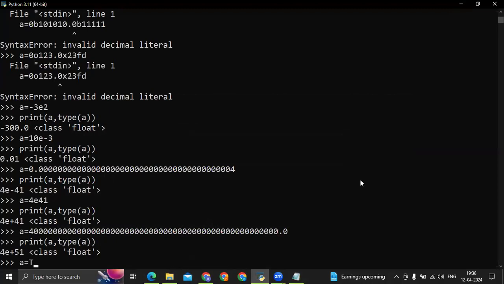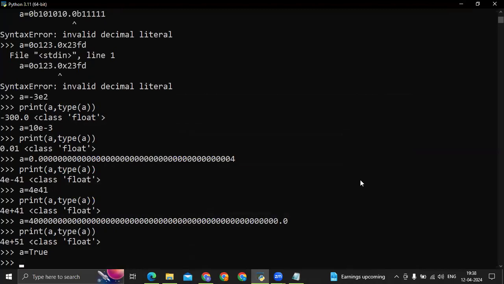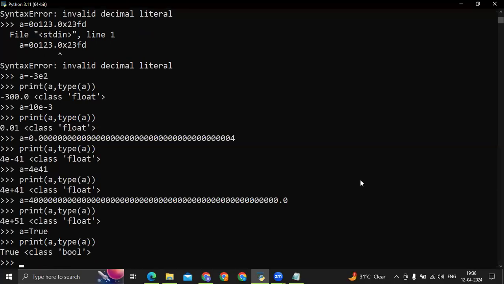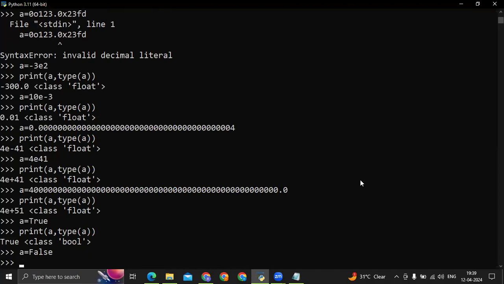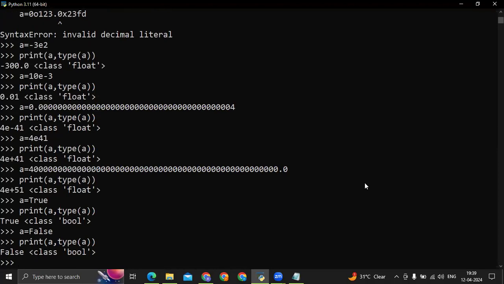A is equal to true. Please remember that in this case, the T should always be capital. Now print A, type of A. This is the class bool. True and false are the logical values of the bool category, and they are keywords, treated as the values for the bool data type. Internally, the value of true is considered as 1 and the value of false is considered as 0.